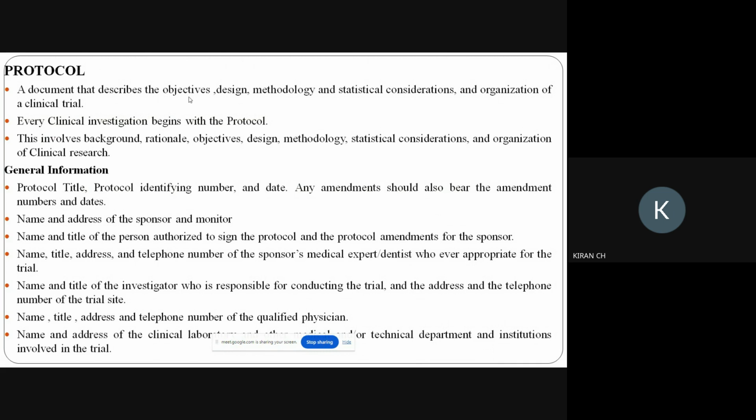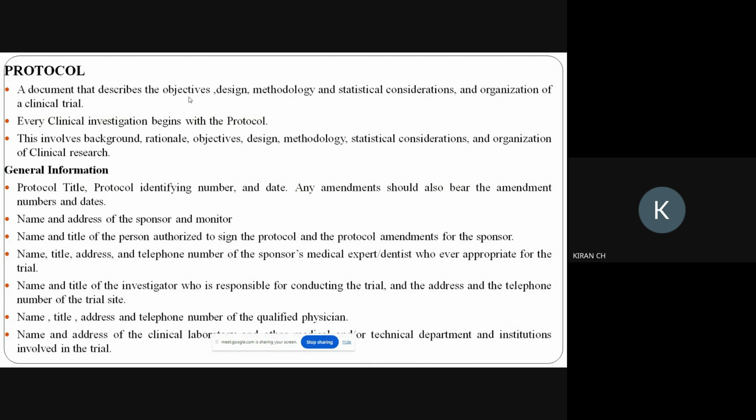And it contains the main things. What it will contain is the background for the study. Why are we doing the study? What is the background? For example, your most known product, I'll tell, ketorolac, mainly for dental pain, they prescribe the ketorolac drug. So in the protocol, they'll mention the background first.